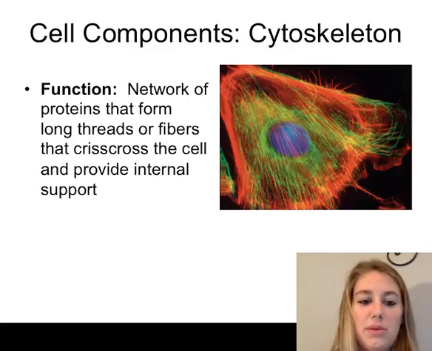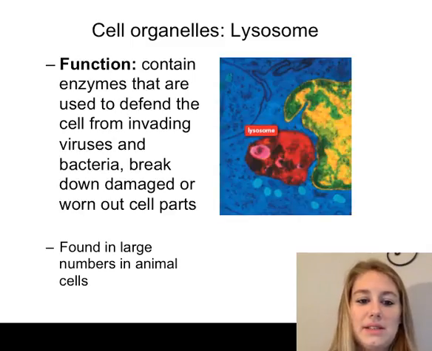Cytoskeleton is a network of proteins that form long threads of fibers that crisscross the cell to provide internal support. Right? Just like a skeleton of the human, it's giving us support. Lysosomes contain digestive enzymes that are going to break down damaged or worn out cell parts. So I like to think of this as lyso, like Lysol means to kill bacteria, right? So lyso is killing or breaking down damaged parts of the cell.